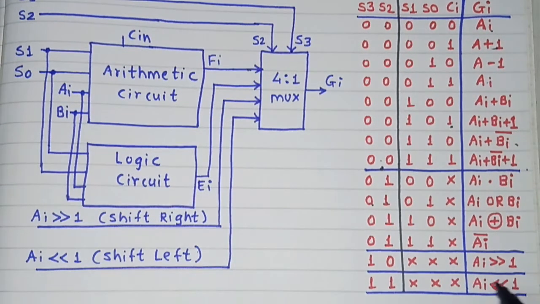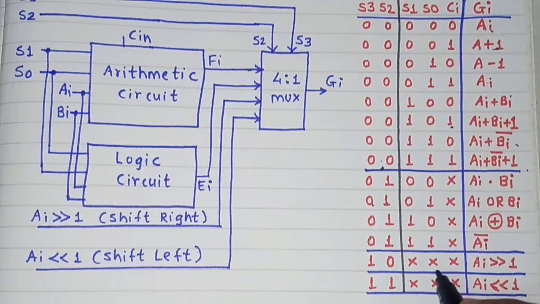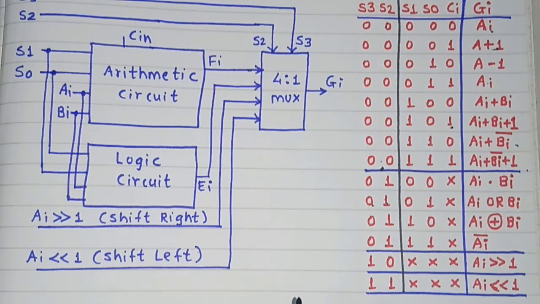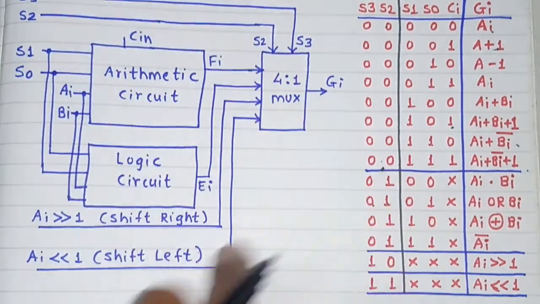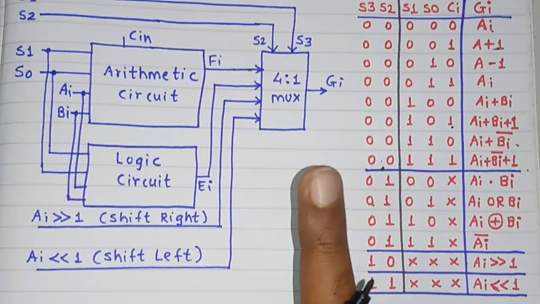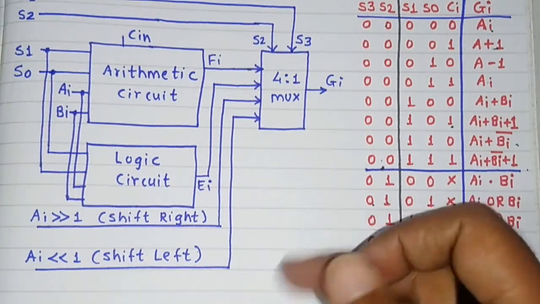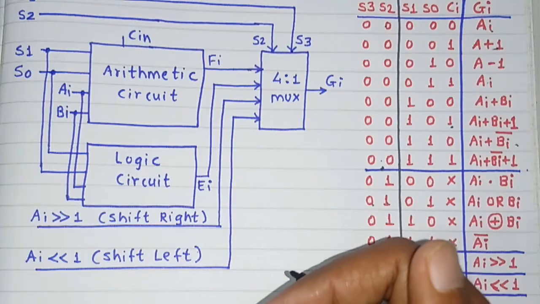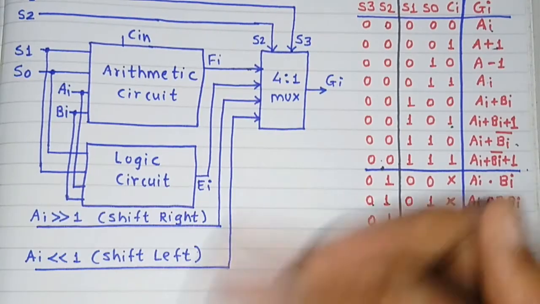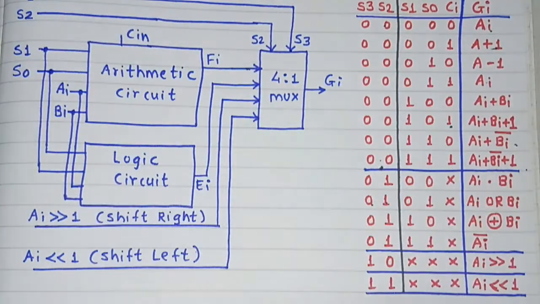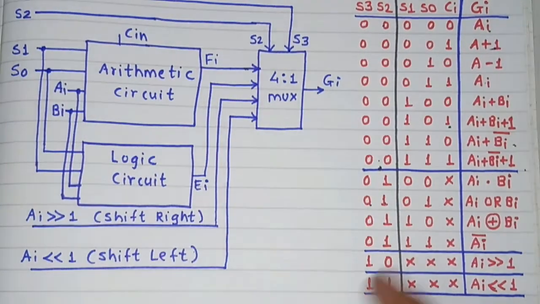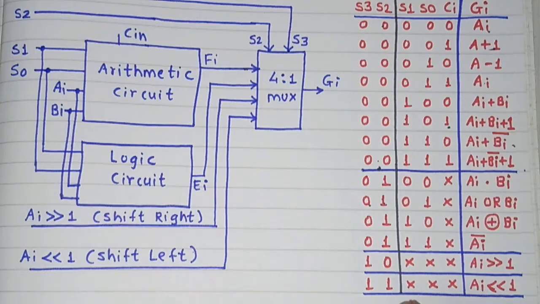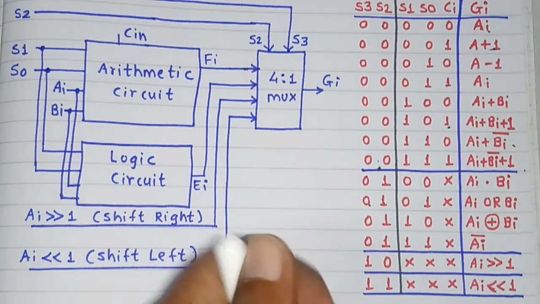So this is how we can design the ALU for different kinds of arithmetic or logical operations. This circuit is only for single bit operation. If you want to perform 8-bit operations or 16-bit operations, then this circuit should be repeated that many times. For 8-bit operations, it should be repeated 8 times. I hope you understood how to design an elementary ALU.